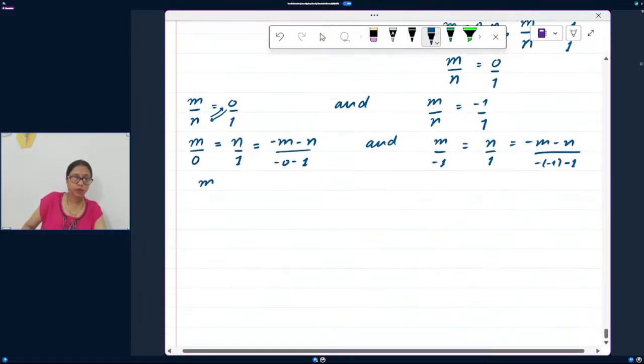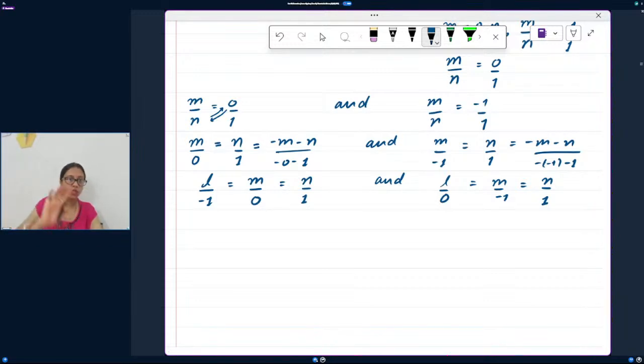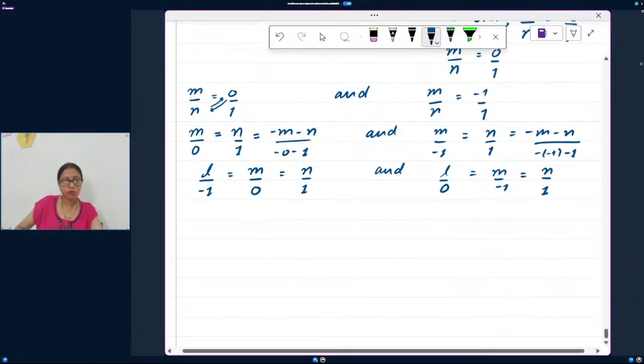So it is, let me write L first, L divided by minus 1, m divided by 0, n divided by 1, and the next possibility is L by minus 1 plus 1, L by 0, m by minus 1, and n by 1. The denominators, now I'm not going to go through all of that to explain why they are direction ratios. The numbers which are proportional to L, M, N are direction ratios.